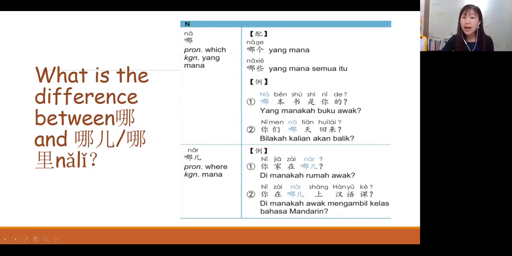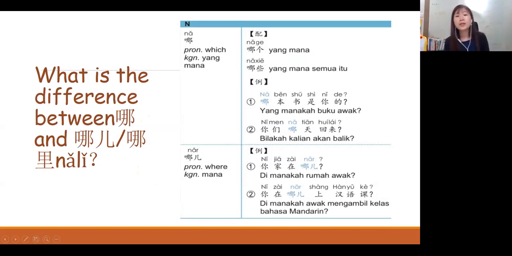哪些 also means which one in English, but it is for more than one thing. 哪个 is only for one; 哪些 is for more than one. So 哪个 and 哪些 are very common, and we can use them if we don't know what the people are pointing at. These two words can form a question already. 哪个, which one? 哪些 is also which one, but it is more than one.